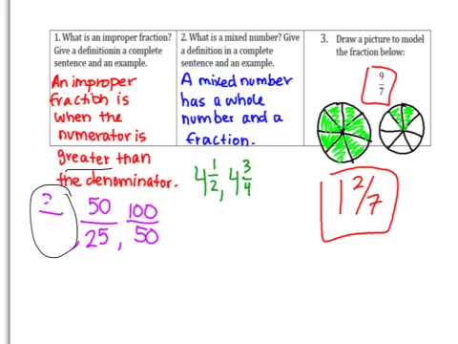Next, what is a mixed number? A mixed number is a whole number and a fraction. 4 1/2 is a mixed number. 4 3/4 is a mixed number.